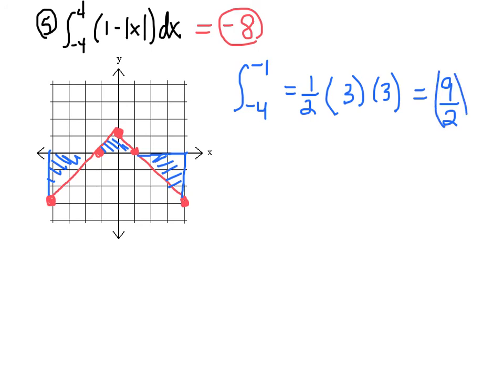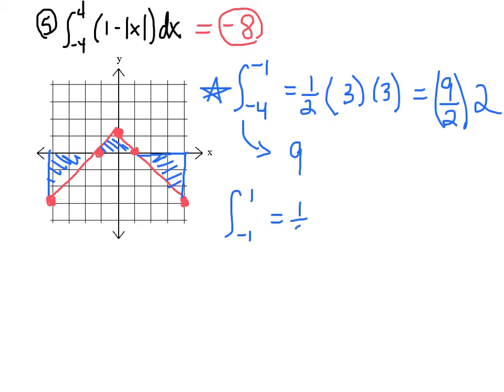So I'm actually going to double that. And then we will end up getting an area of 9 altogether. But I'm going to star this because that area is underneath the x-axis, so we're going to end up having to subtract. All right, next I'm going to look from -1 to +1.